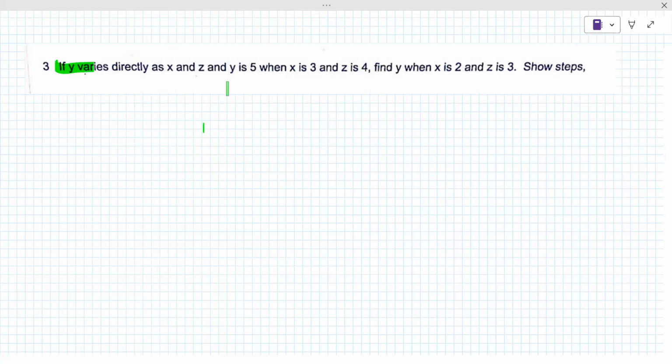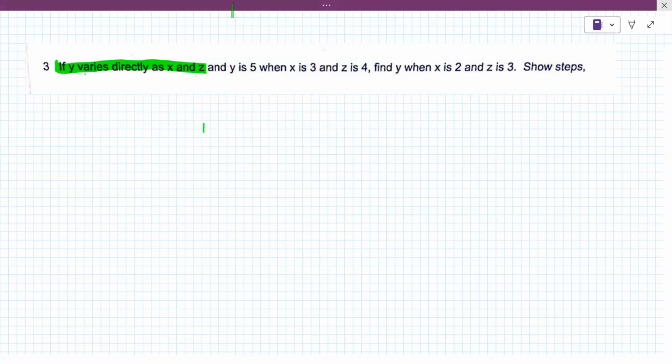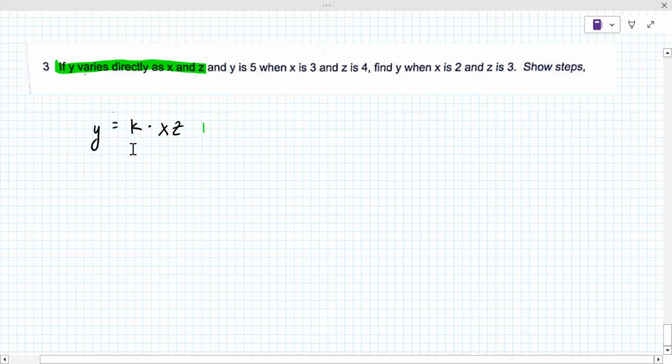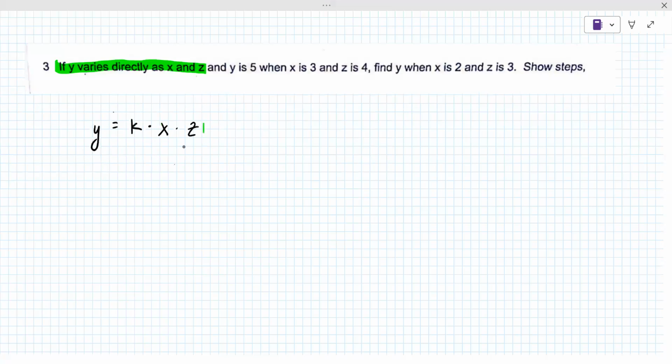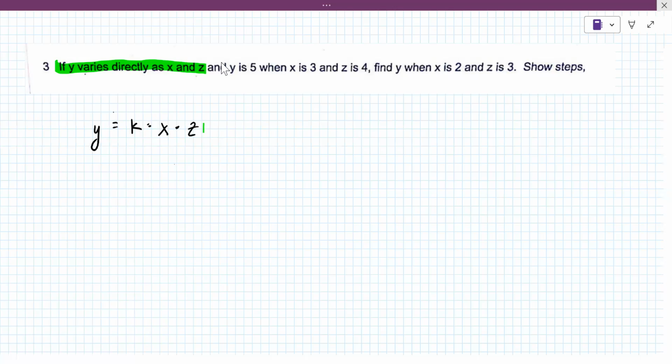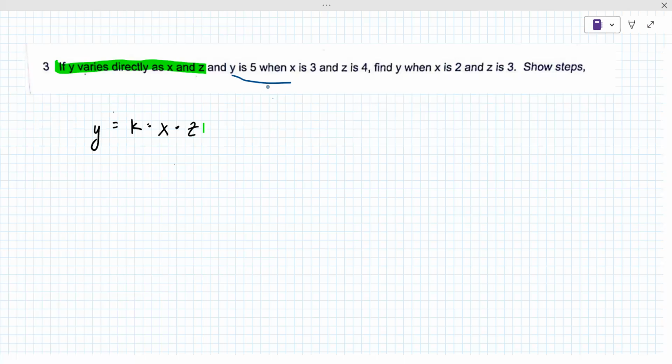So this time it says y varies directly as x and z. So what does that mean? It means y equals k times, and then because there's two variables, it's x and z here. We're used to just having one variable. This time there's two. So that means to find k, you need a y, an x, and a z. Well, looky there. They give you a y, an x, and a z. They tell you y is 5, k is unknown, x is 3, and z is 4.